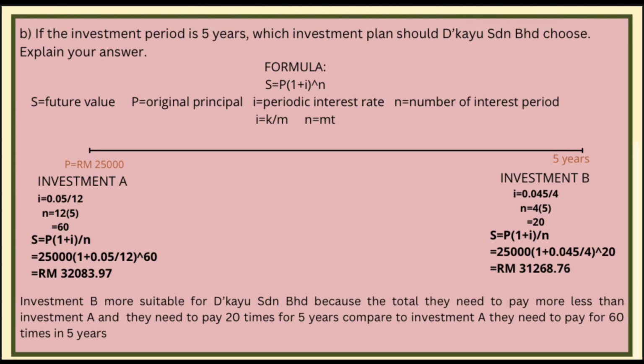The calculation is S equals 25,000 (1 plus 0.045 over 4) to the power of 20, and the total is 31,268.76.